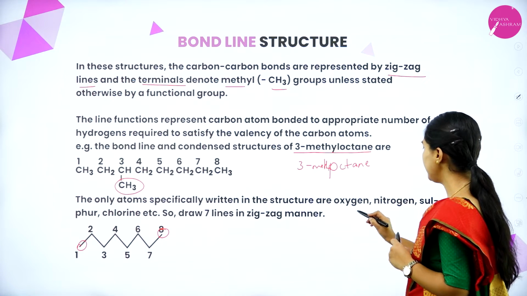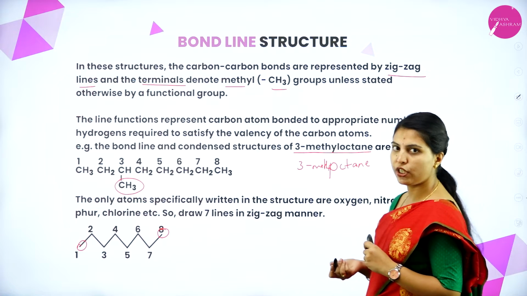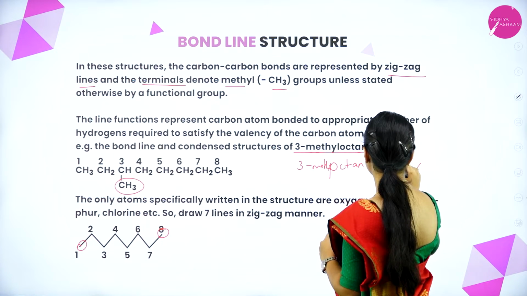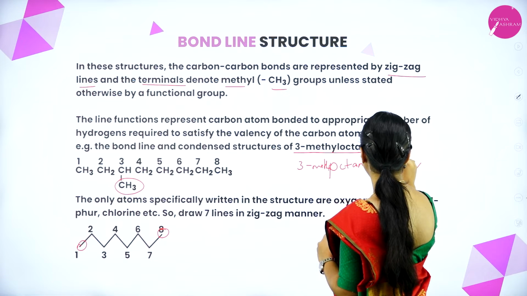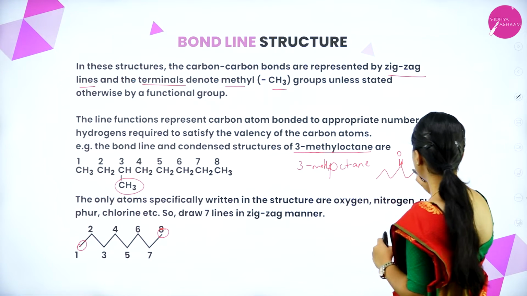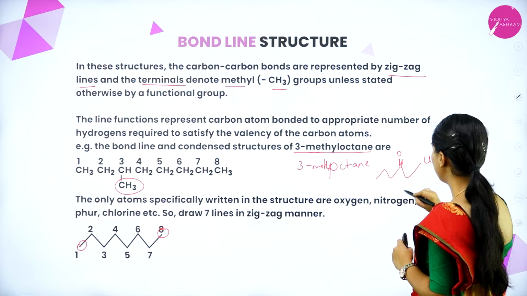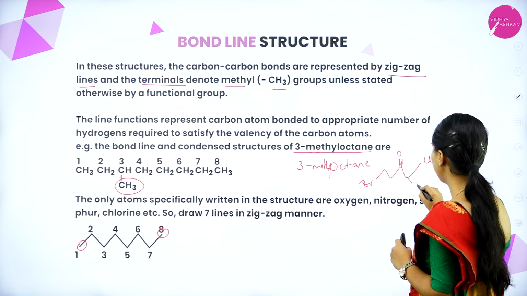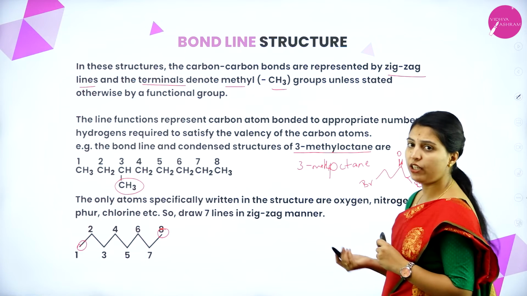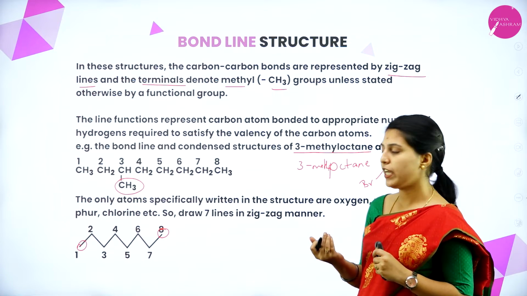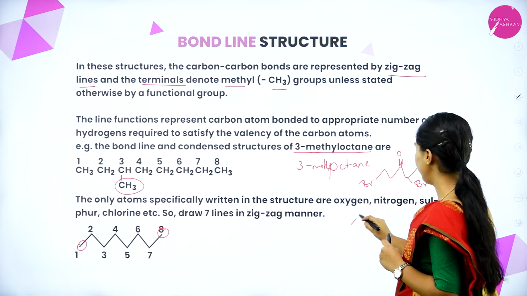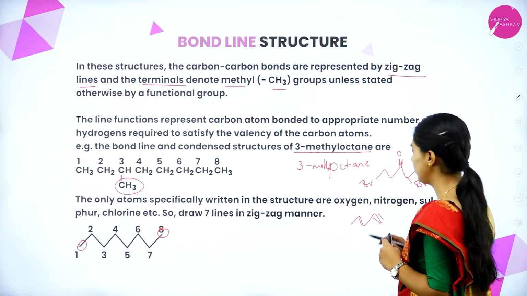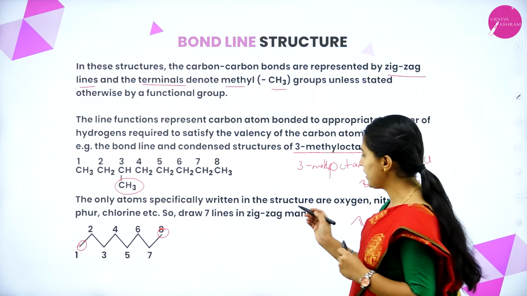But if it is present with oxygen or nitrogen as a functional group, you can write like this. The double bond O, or if it is present here chlorine, here bromine, like this. Anywhere you can attach the functional groups as well as a triple bond. If it is a double bond like this, triple bond like this, you can write it in a zigzag manner.